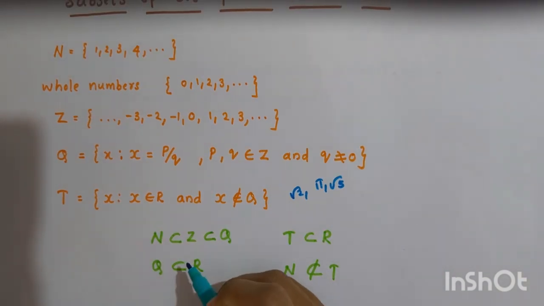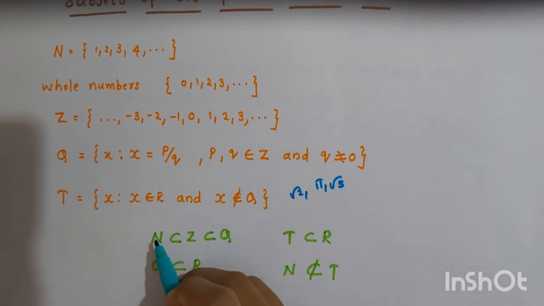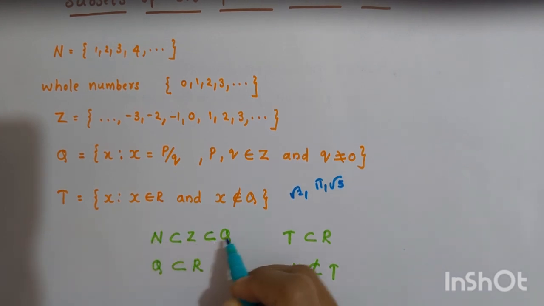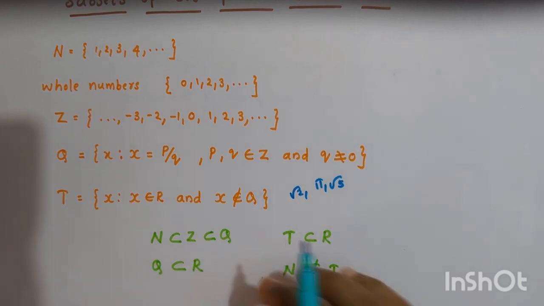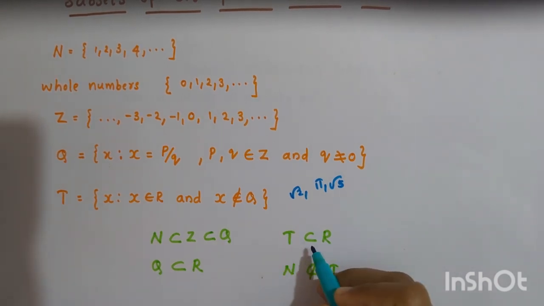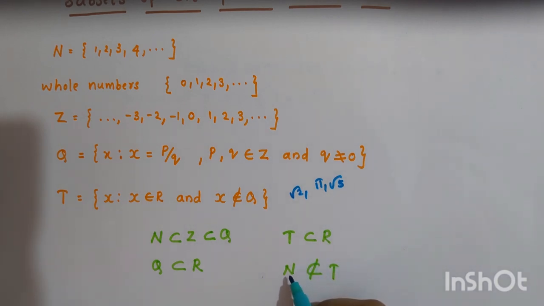So you see, some relations among these subsets can be written like this. The set of natural numbers is a subset of integers, and that is a subset of the rational numbers. Okay, this is natural number, integer, rational number. The set of rational numbers is a subset of real numbers. The set of irrational numbers is also a subset of real numbers. And the set of natural numbers is not a subset of irrational numbers.